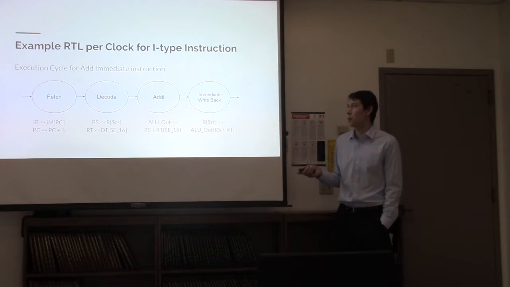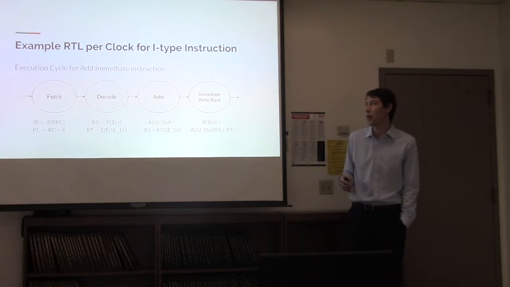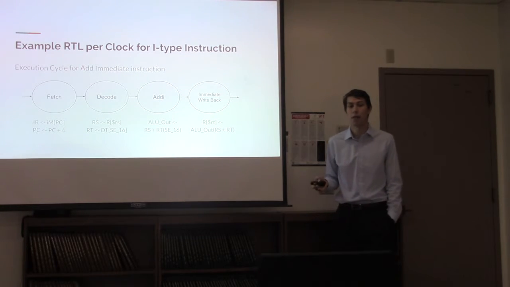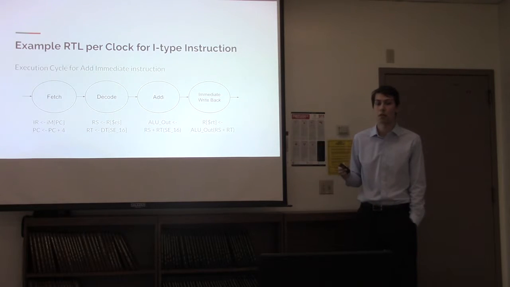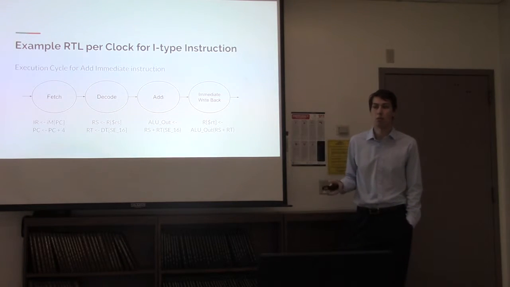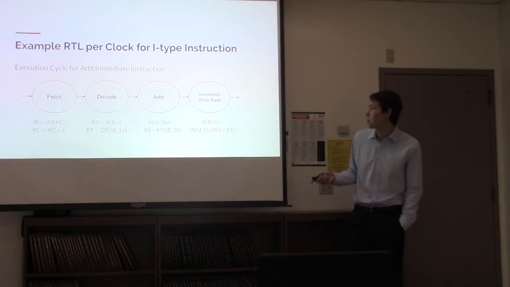This is an example for an I-type. Same thing happens in fetch. In decode, it's a little bit different because the sign extended 16-bit is going to go into RT and RS, and then for the add, the function select to the ALU is essentially the same. And then in the last state, the register that's specified by the RT is going to be the destination, because for an I-type, there's no RD location.